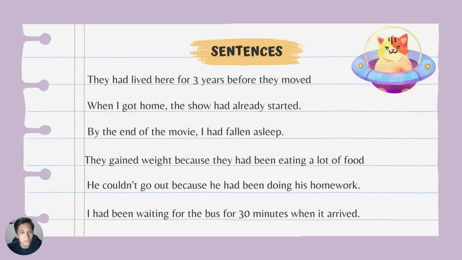I will read just some of them. They had lived here for 3 years before they moved. When I got home, the show had already started. Here, the past perfect. He couldn't go out because he had been doing his homework, and I had been waiting for the bus for 30 minutes when it finally arrived. Here is the use of the past perfect continuous, sorry.